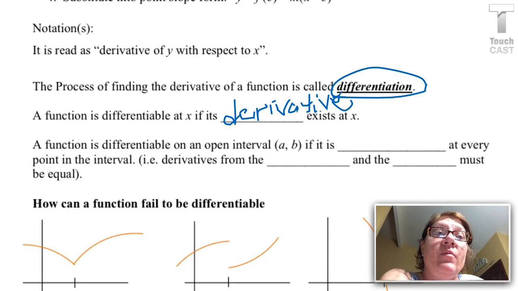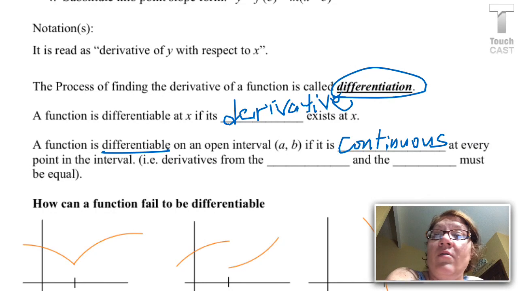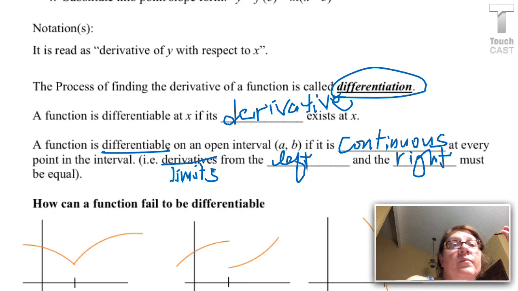And a function is differentiable on an open interval a to b if it's continuous. In other words, no holes, no gaps at every point in the interval. And in other words, the derivatives from the left and the right must be equal. A better word to put here would be limit. I know that's your favorite word. So the limits from the left and the right must be equal.